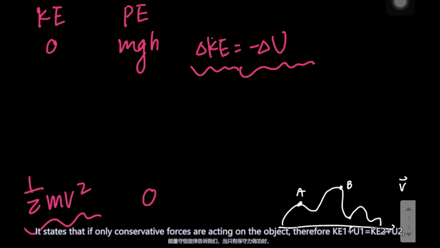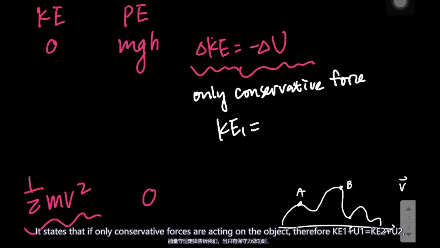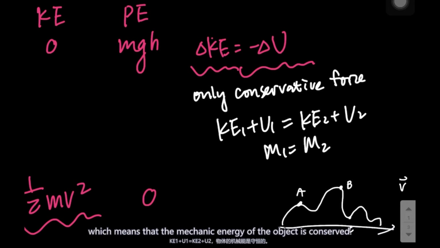If that can help you to think, it stated that if only conservative force is acting on the object, KE1 plus U1 equals KE2 plus U2, which means the mechanical energy of the object is conserved.